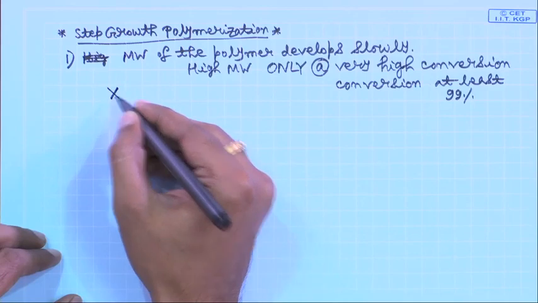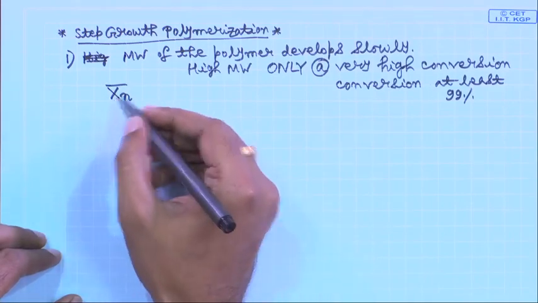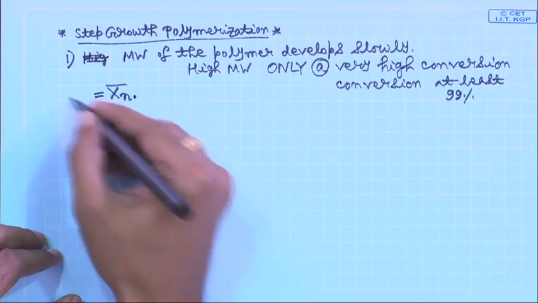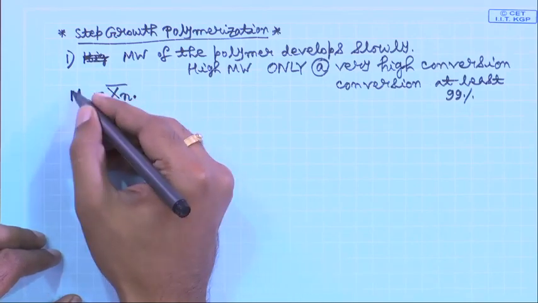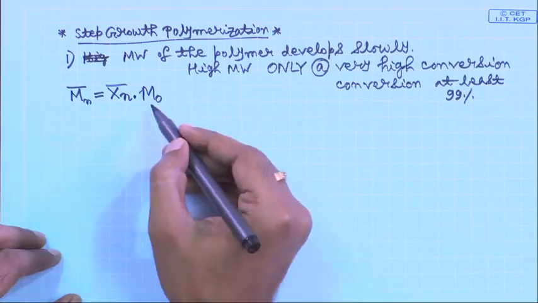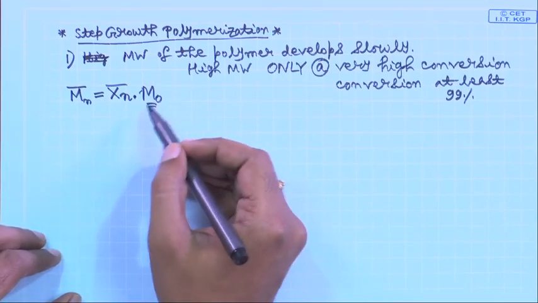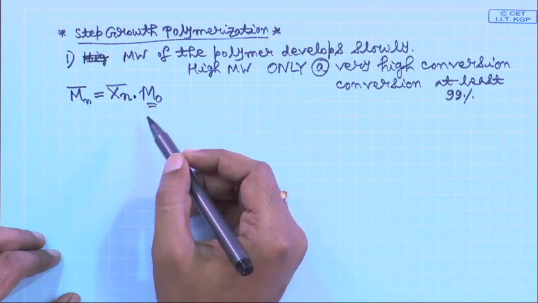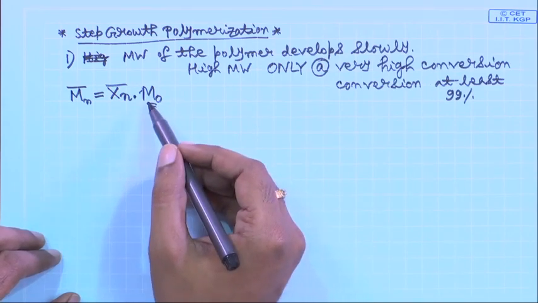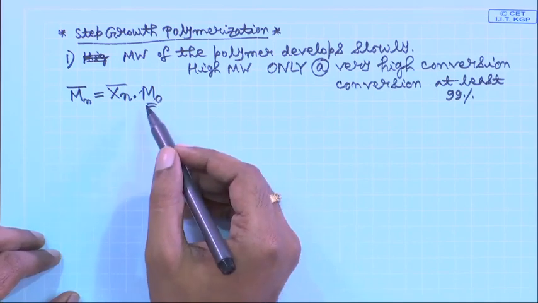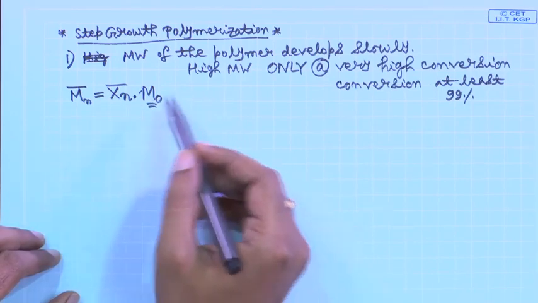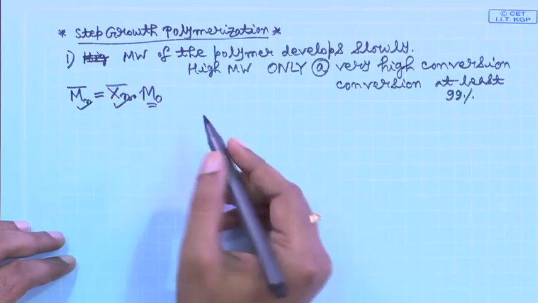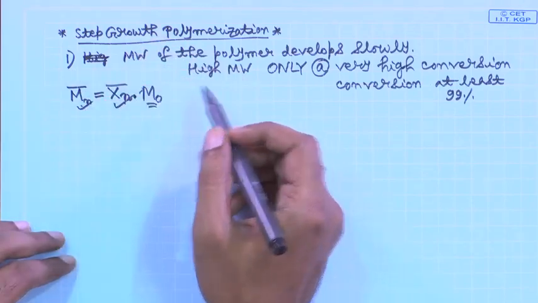Mainly we discussed the number average degree of polymerization, and this is related to the number average molecular weight by this relation, where M0 is the average molecular weight of the structural units. If you have two structural units making up the repeat unit of the polymer, then you add the molecular weights of the two and divide by 2, because it is the average molecular weight of the structural unit. And so, if x n is developing, your M n also will develop; a high x n will mean a high M n.